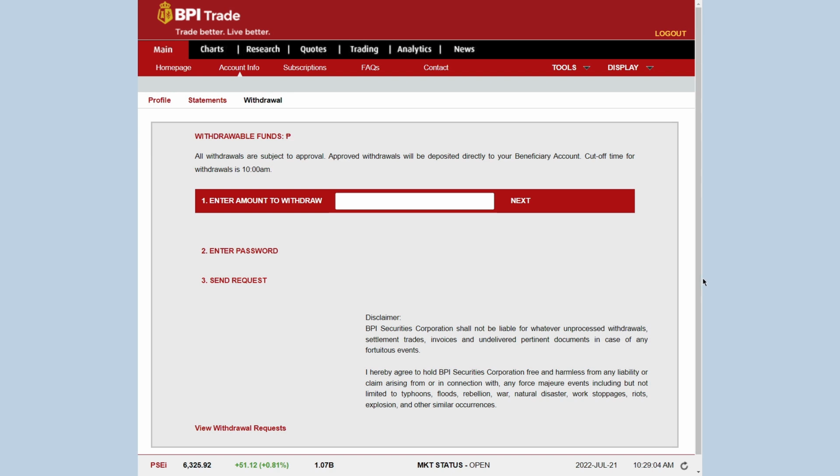And the same thing goes with other brokerages. So, same thing with Call Financial. Those are the only two brokerages I have experience with, BPI Trade and Call Financial. You just put here the amount that you want to withdraw. And by the way, the cutoff time for withdrawals is 10 a.m. so it can be credited within the day. If you request your withdrawal after 10 a.m., you'll get it, or it will be credited, the next day to your beneficiary account.